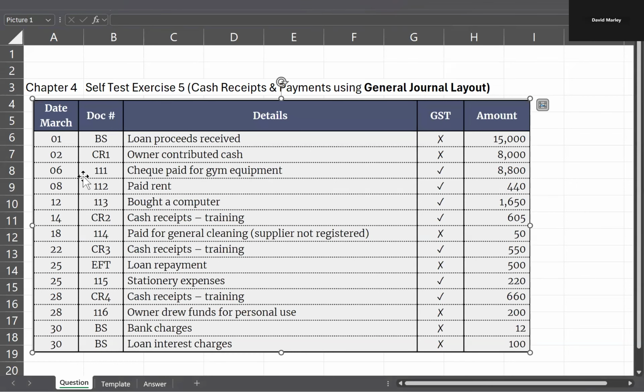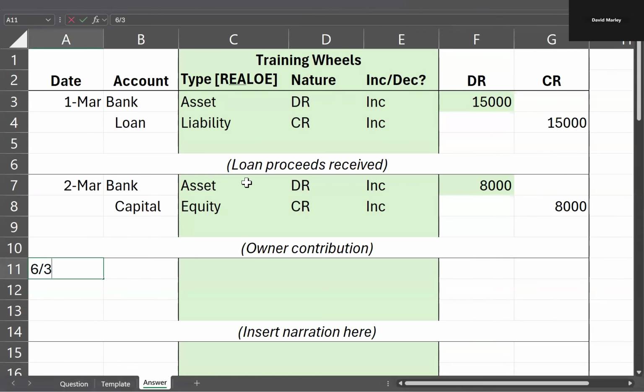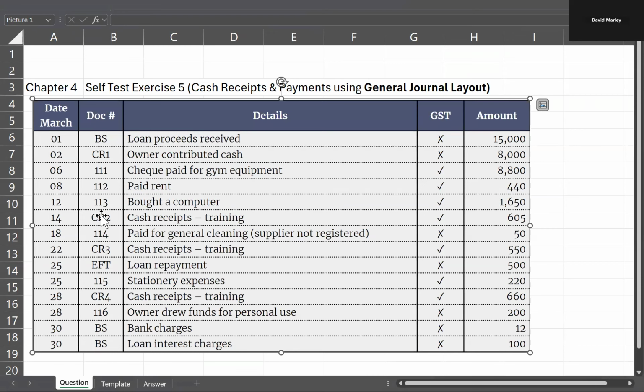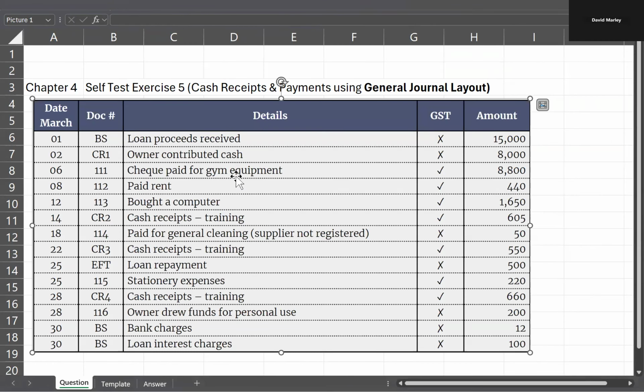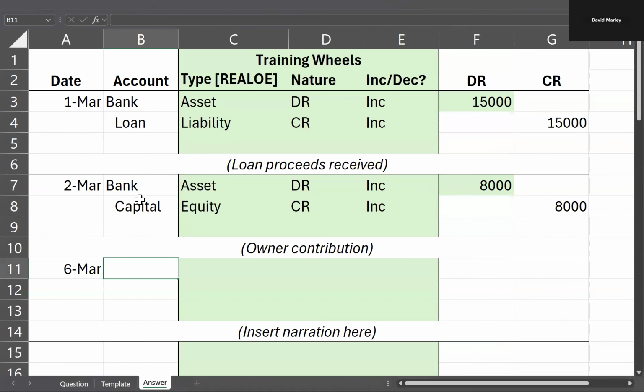Third transaction, it looks like our first cash payment rather than cash receipt. So 6th of March, this one. You'll notice that I'm skipping the document number part. Probably ideally I would have another column, but I've got enough on the projector as it is. When I am spending cash, I end up crediting the bank account. But if you're not ready to take that sort of leap, what we can do is I'll just keep going as I have been. So I'll start with bank.